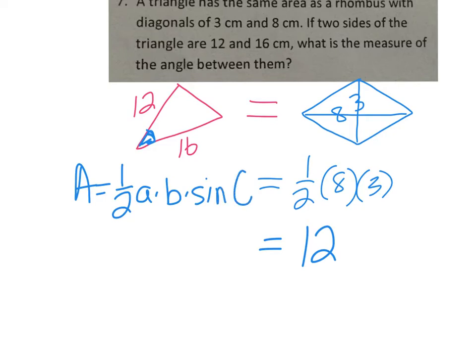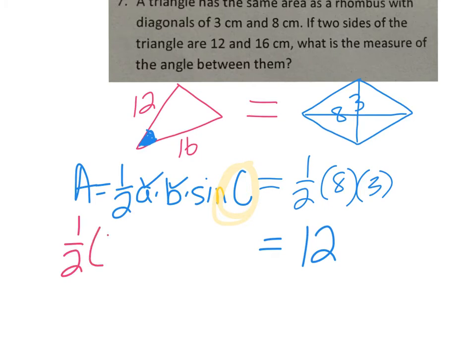And that's the formula for the area of a triangle if we know two sides and the angle in between them. Well, we know the area is 12. We know this side and this side are 12 and 16. So we can solve this equation for C and figure out what the angle is. So let's go back and do the rest of our math here.